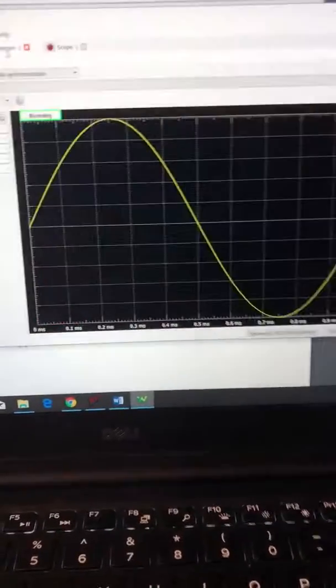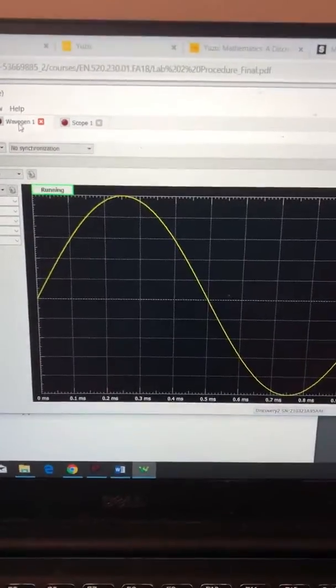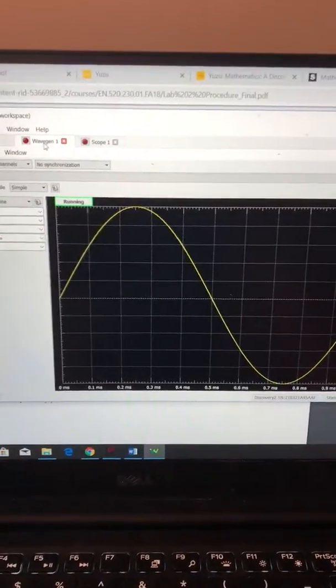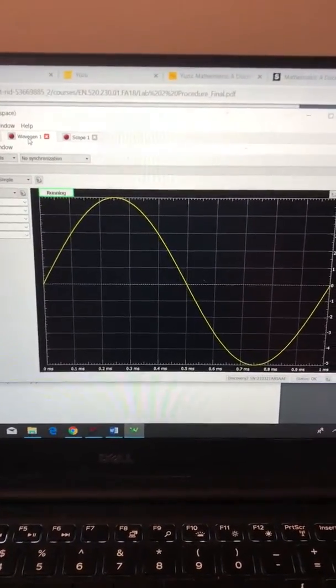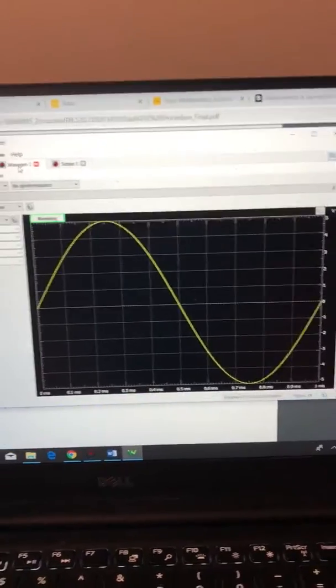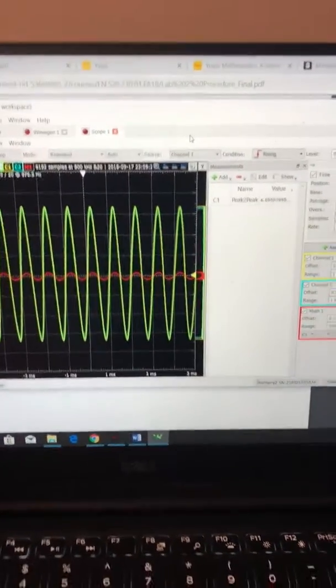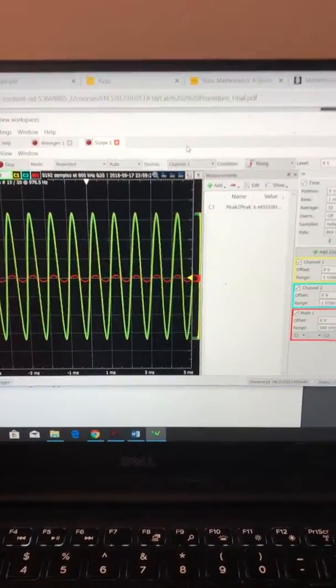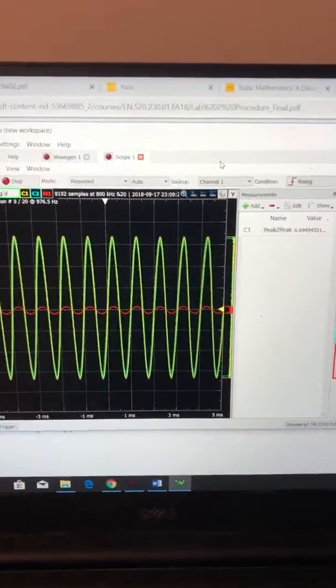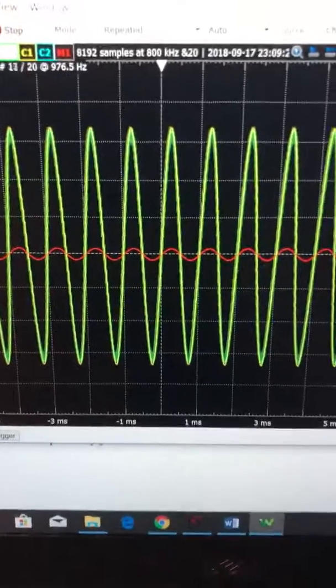Here's Waveforms. We have wave gen open, which is generating a wave of 5 volts with a frequency of 1 kilohertz. There's also a peak-to-peak difference of 10 volts. And we have our scope open. We have one for channel 1, one for channel 2, and one for C1 minus C2. That would be the red line.